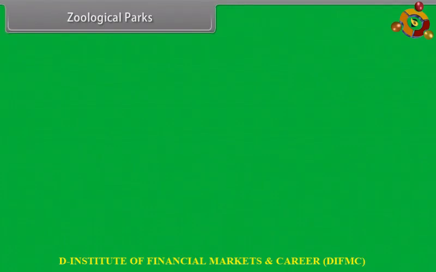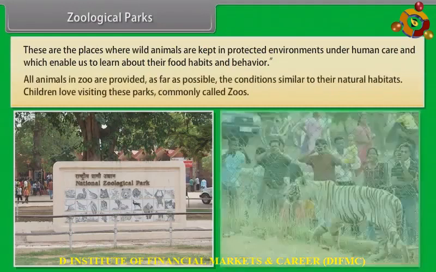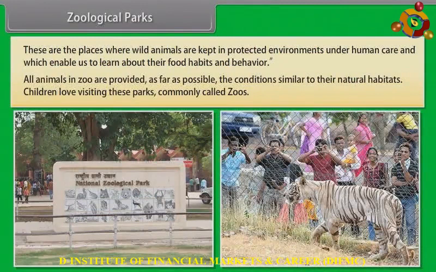Zoological Park: these are the places where wild animals are kept in protected environments under human care, which enable us to learn about their food habits and behavior. All animals in a zoo are provided, as far as possible, conditions similar to their natural habitats. Children love visiting these parks, commonly called zoos.